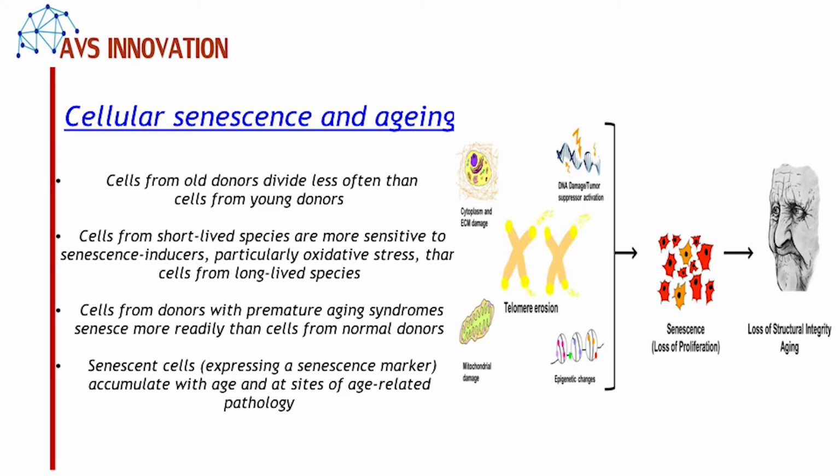So the next one is the process of cell aging. Cells from old donors divide less often than cells from young donors. And cells from short-lived species are more sensitive to senescence-inducing stimuli, particularly oxidative stress, than cells from long-lived species. I don't want to read all of these factors, but you can read them on the board. They are all the factors that lead to the aging process and then to this ugly phase that we will have at the end of the day. But after listening to the lecture today, you can slow down this ugly phase.